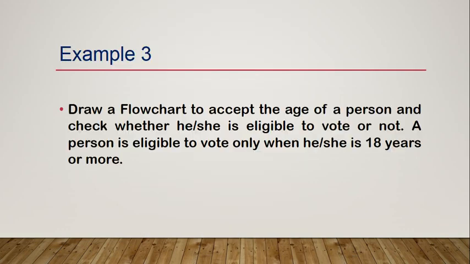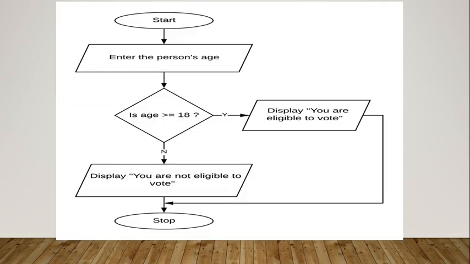Our next flowchart: draw a flowchart to accept the age of a person and check whether the person is eligible to vote or not. Remember, the criteria is that if a person has an age more than 18 or equal to 18, then the person is eligible to vote. So here we have to make a decision after accepting the age. After the start point, after accepting the age of the person, we have to make a choice. The choice is whether the age of the person is greater than or equal to 18 or not.